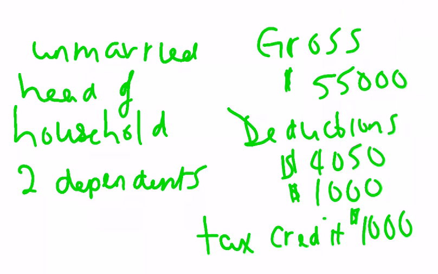So now on this one, we have to put them all together. First we need to find the adjusted gross income. Now remember, the adjusted gross income is where we take the gross income minus the adjustments. But in this case, they told us that there were no adjustments. And so our adjusted gross income is the same as the gross income, which is $55,000.